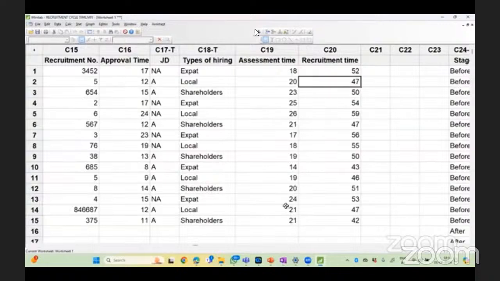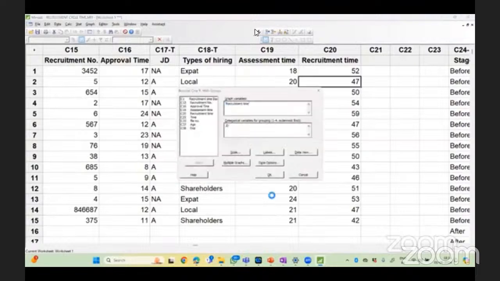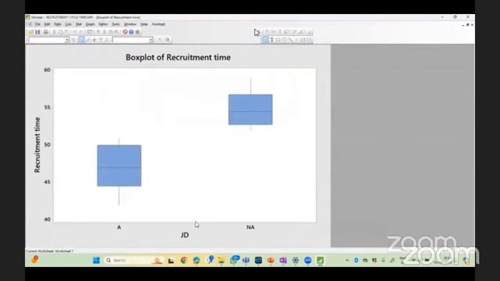So here job description availability appears to be the root cause. If I make a policy that the job descriptions of all departments should be made available in the next 15 days, it will drastically reduce my recruitment time in the future. So this becomes my solution. Let us write job descriptions of all the positions in the company.